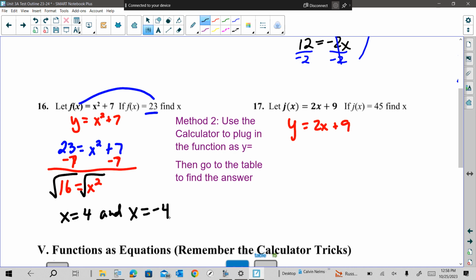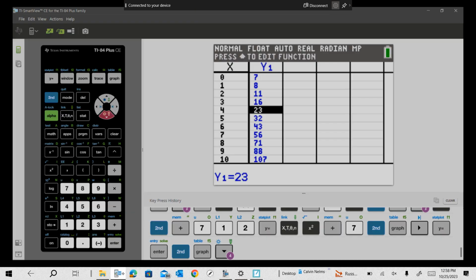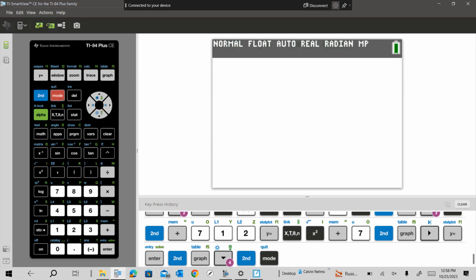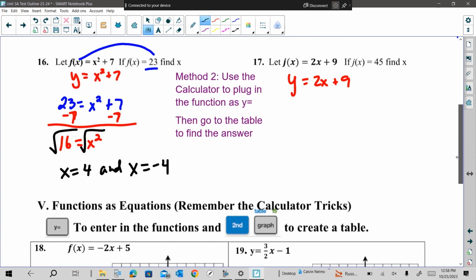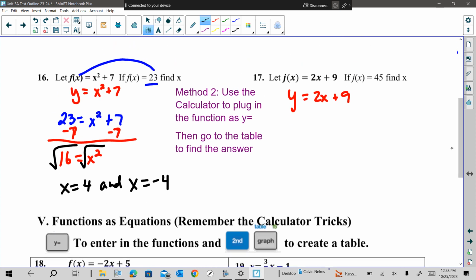How do you find the square root? Second, x squared. You hit the second button and then you hit the x squared button. It's still the same answer for both, because if you square negative numbers, it's possible. So x equals 4 and x equals -4. Yes, both of them, because if you square a negative.